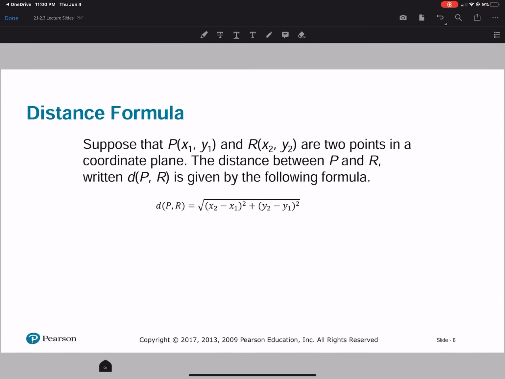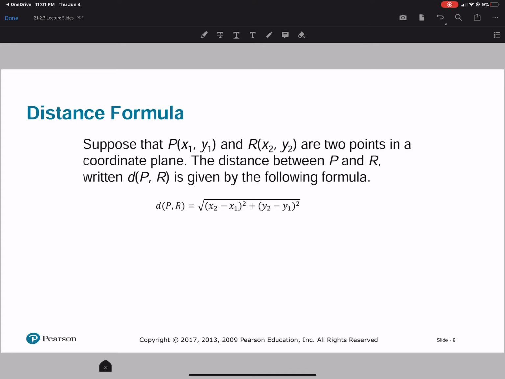All right. Now, suppose that P of x1, y1, and R of x2, y2 are 2 points in a coordinate plane. The distance between P and R is written as d PR. Given the formula that I gave you, d of PR, or the distance from P to R, is equal to the square root of x2 minus x1 squared plus y2 minus y1 squared.